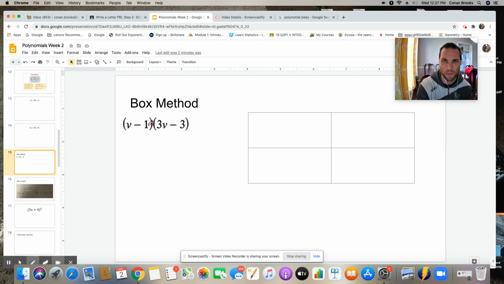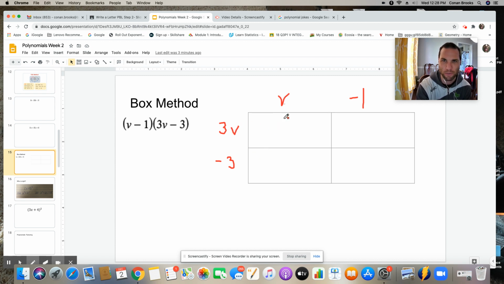I'm going to multiply these two binomials together, and what I'm going to do is write the first binomial across the top and the second binomial down the side. It doesn't matter the order, because a times b is the same as b times a. It's the commutative property again. And what I want to do is multiply through the boxes. So this is 3b minus 3. Notice I'm taking the negative signs with me. If you have a negative sign, you need to attach it.